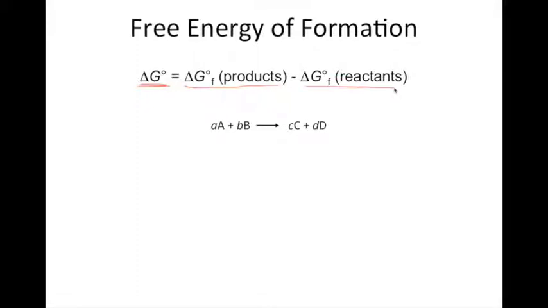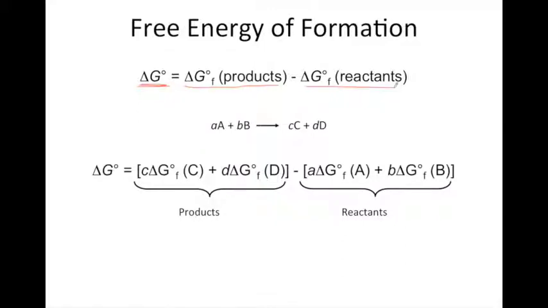So if we have a reaction that looks like this, our equation would expand to include this. We'd have the delta G standard is equal to the sum of the delta G's of formation of the products times however many moles of the products we have, minus the delta G of formation of our reactants times however many moles of each we had.